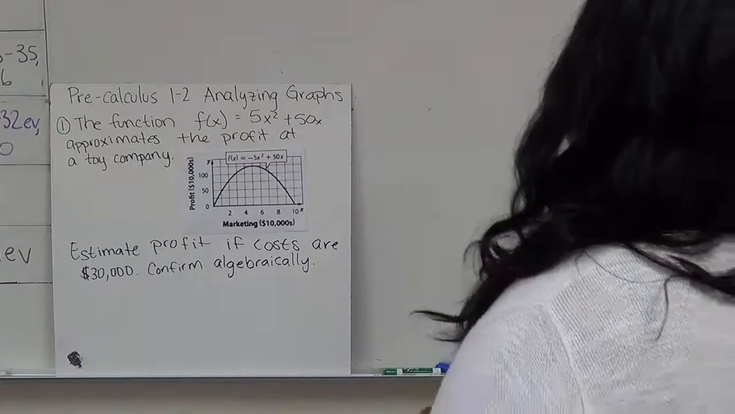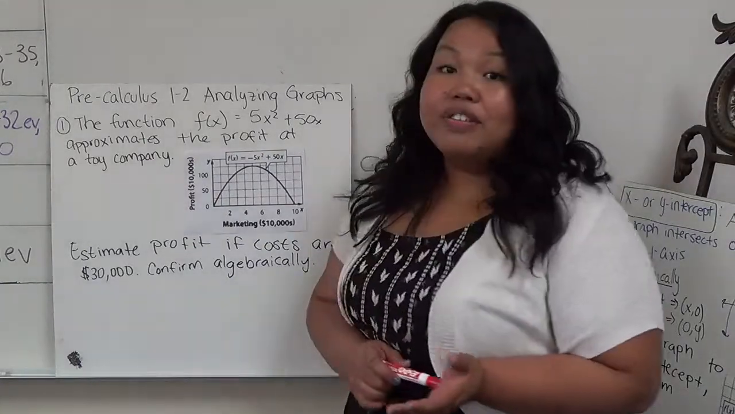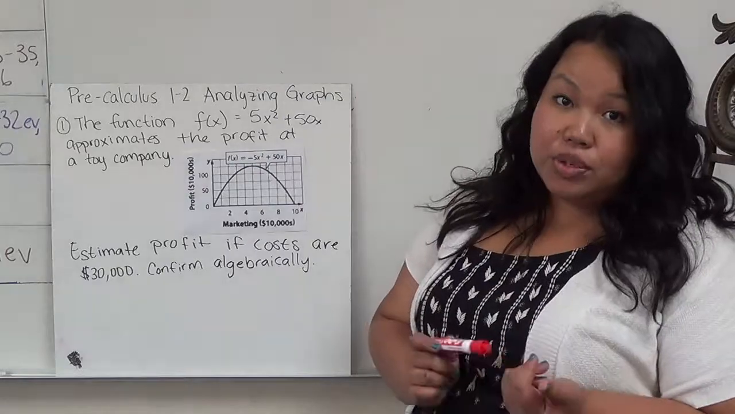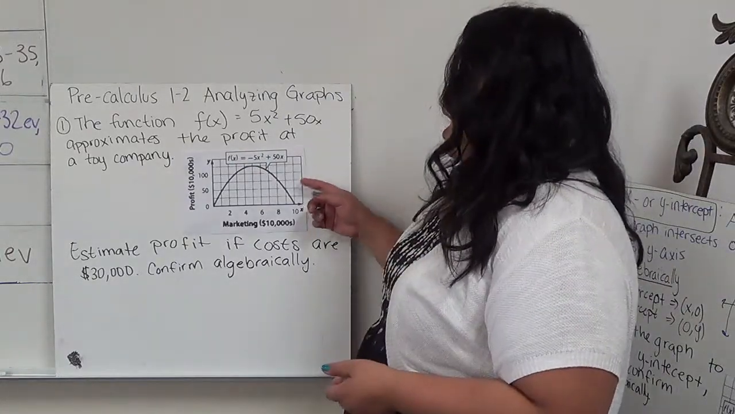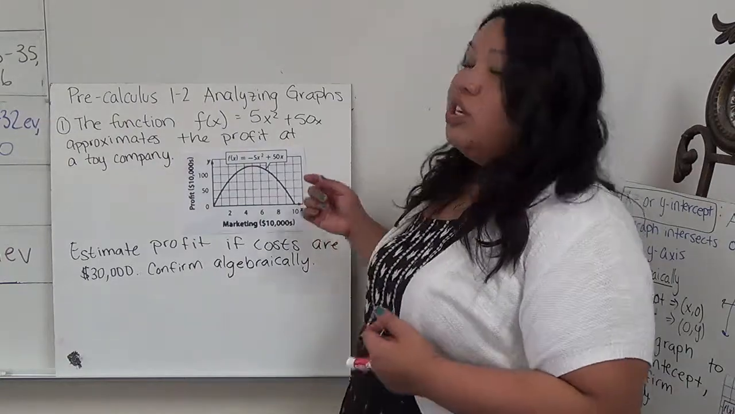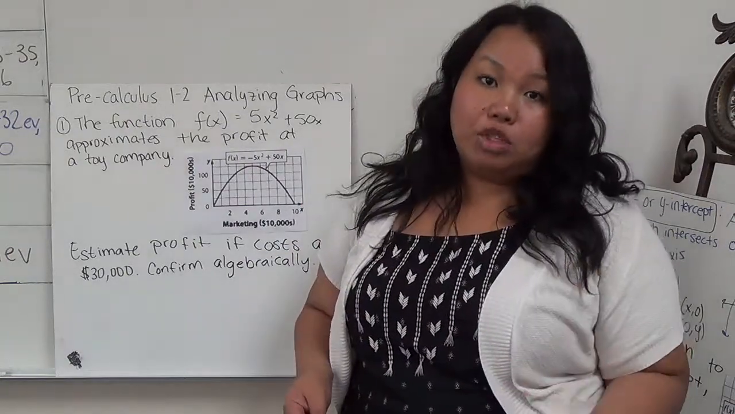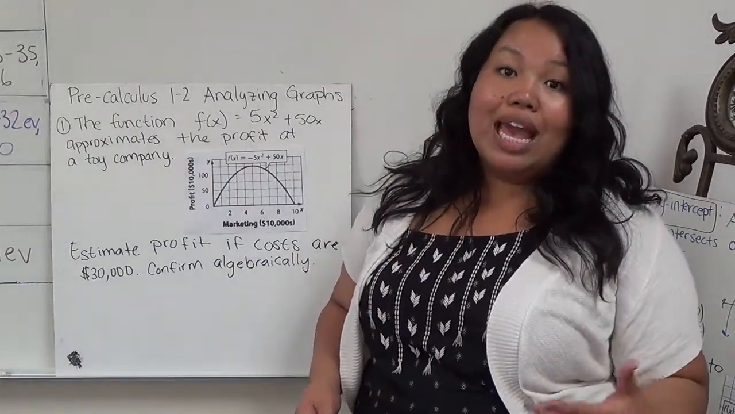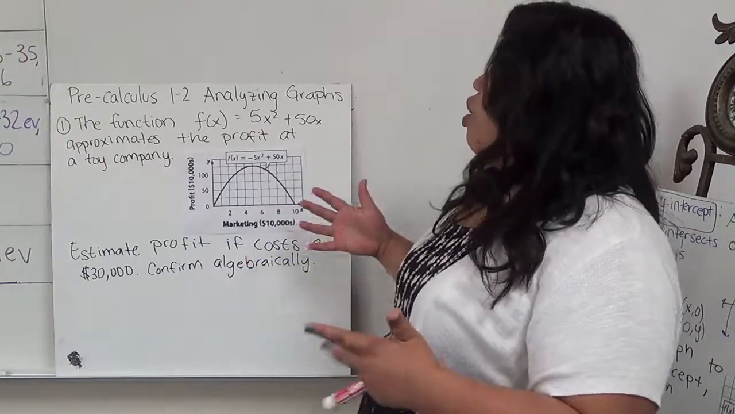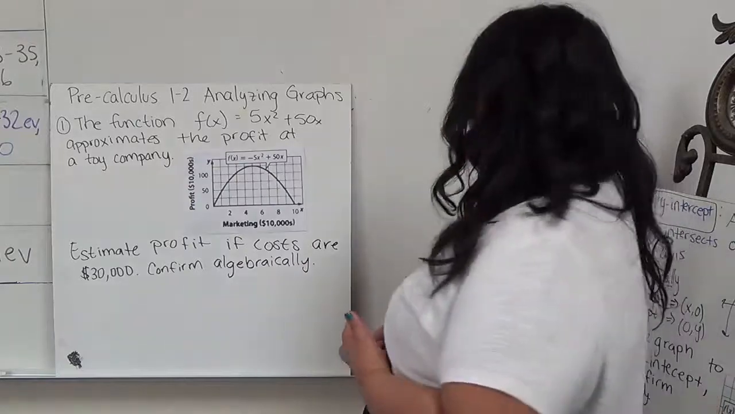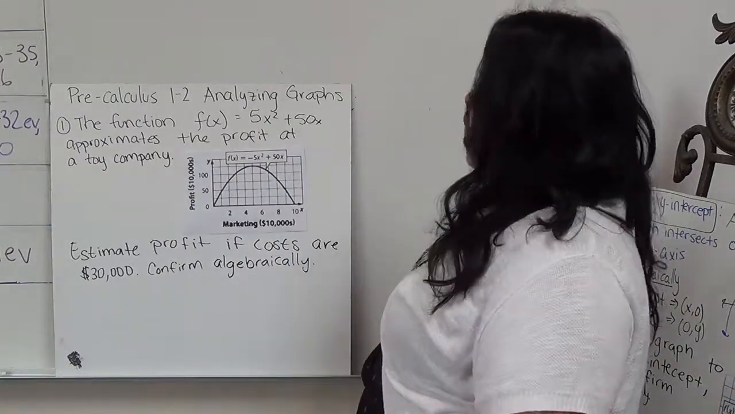In Precalculus, section 1.2, we're analyzing graphs, specifically graphs of functions and relations. And we're not only going to be reading how to find the information on the graph, but we're going to confirm it algebraically. That means use the equation and the graph to both confirm our predictions, or that what we're reading is correct. Because the more proof, the better, right?